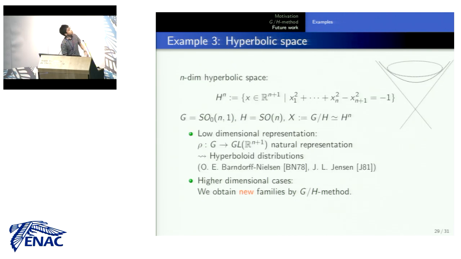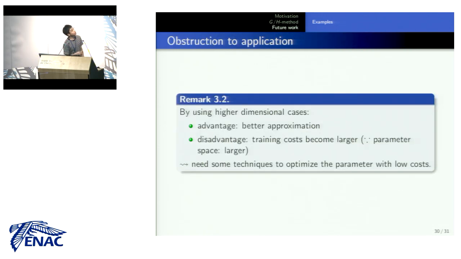The final example is hyperbolic space. Hyperbolic space has a symmetry of actions similar to rotations for the sphere. Then we can describe the hyperbolic space as a homogeneous space. By taking low-dimensional representations, we can obtain hyperbolic distributions. By using higher dimensional representations, we obtain new families.